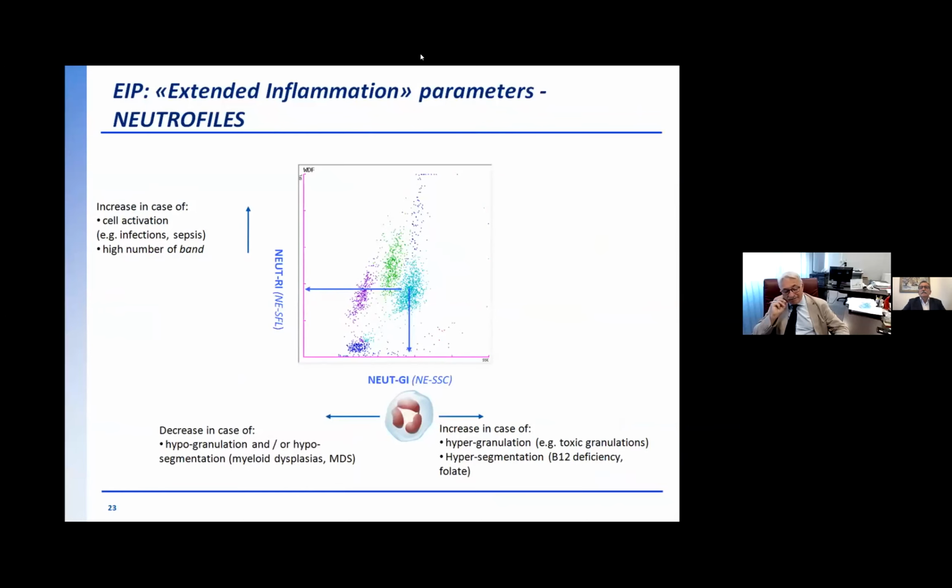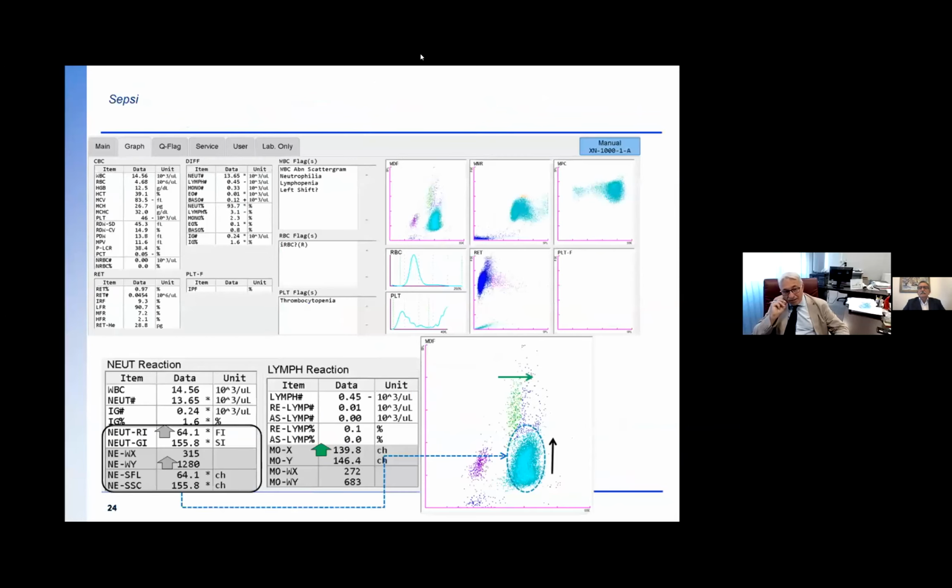Let's see what happens in sepsis. You can see that there is a relevant increase of reactivity intensity of the neutrophil population, 64.1, and an increase of the variability of fluorescence of neutrophils, an important value, 1,280, as well as a relevant increase of the complexity of monocytes due to the increase of side scatter of lymphocytes.